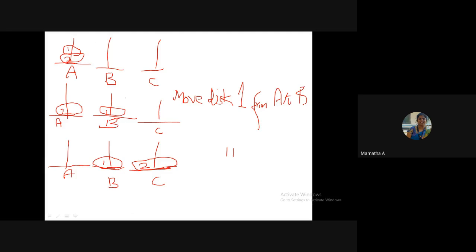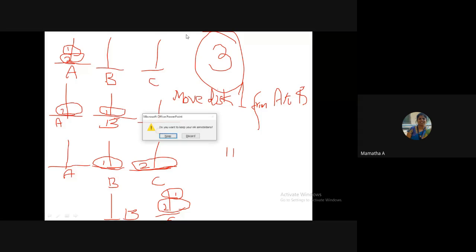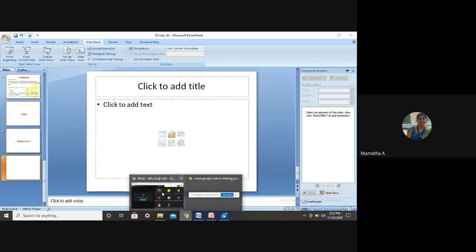So totally, you should have 2 to the power 2 minus 1, 3 moves, right? The last one is here: B, then C, 2 here, moving 1 from B to C. Like this, you can make it as innovative as possible for 3 disks. I want you to write for 3 disks. Will you all do it, students? Yes? Okay. So you can post that in the assignment.